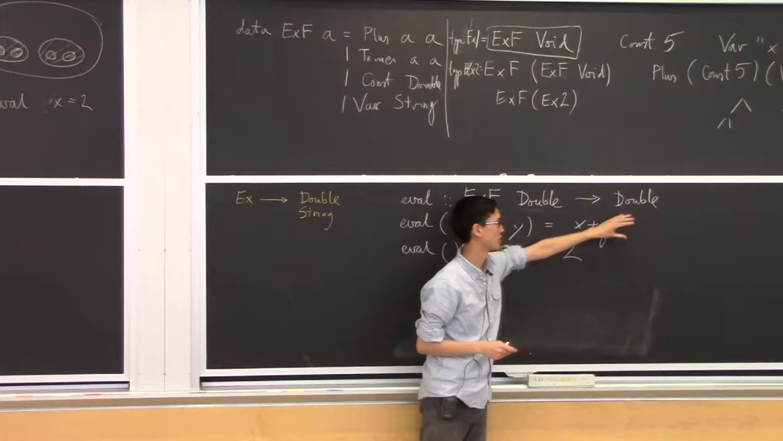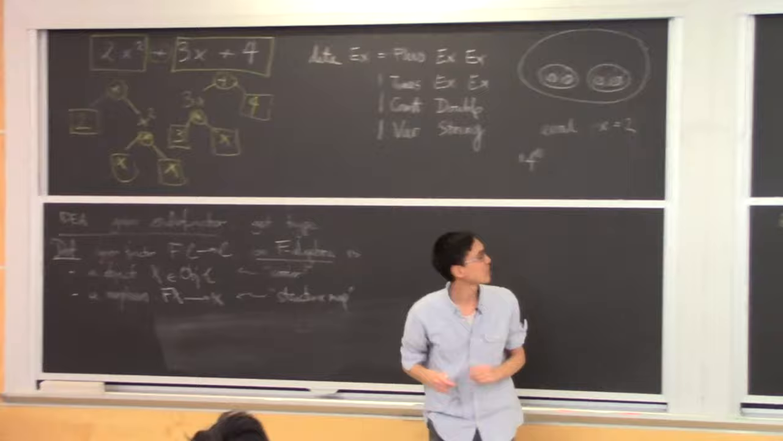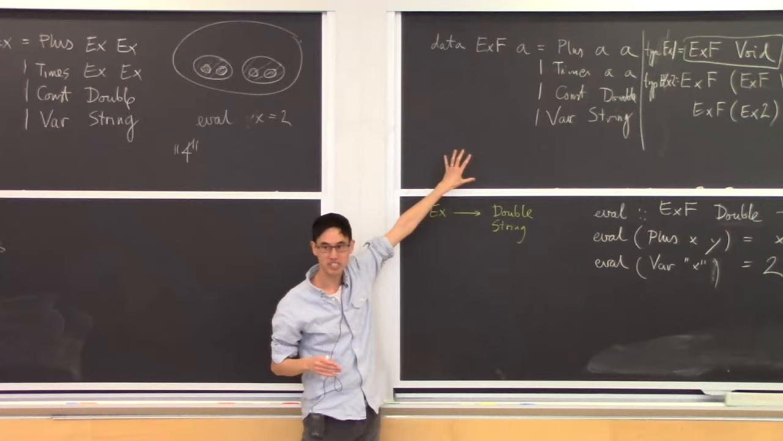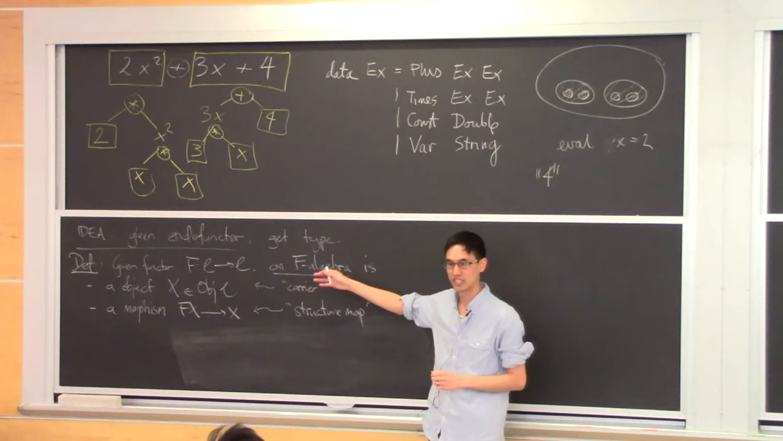Yep. When you say given an endofunctor get a type, would an example there be like XF is the endofunctor and x is the type? Yes. So the question is, how do we produce this recursive data type of expressions? And the way we can do this in Haskell is by specifying this ostensibly simpler thing, this functor, and then extracting out this type for free. So the functor is f. And we'll see that the type is a special sort of F algebra.